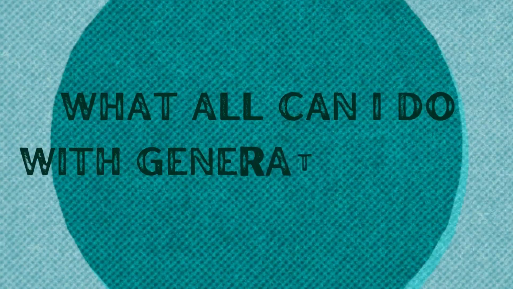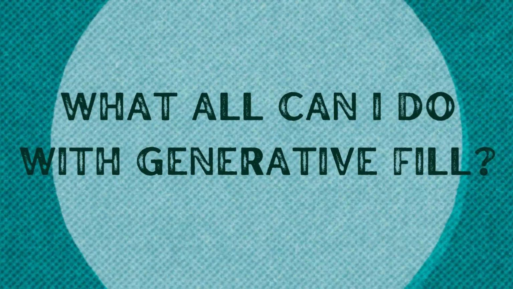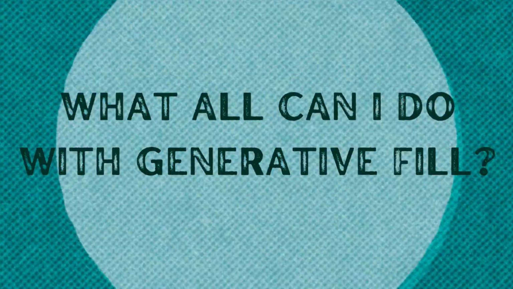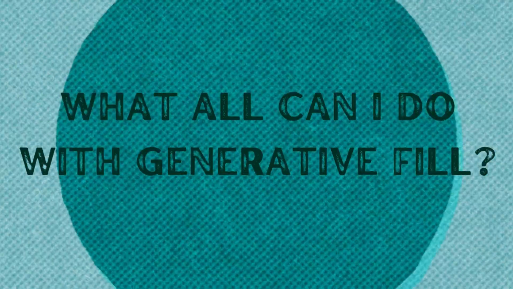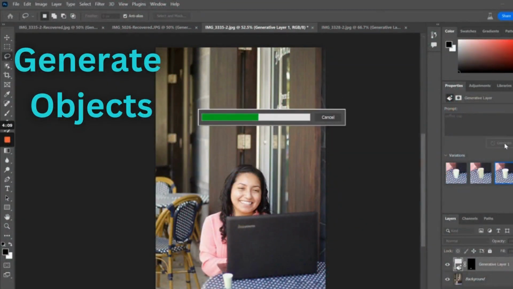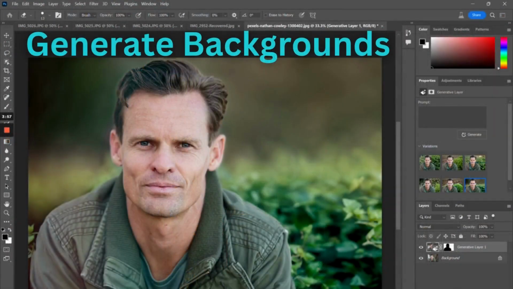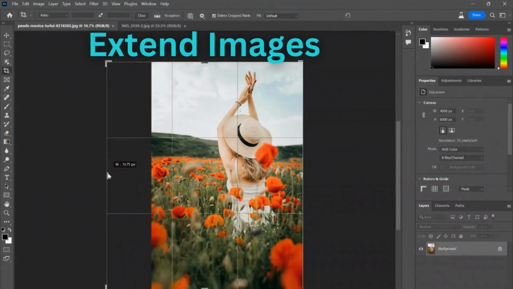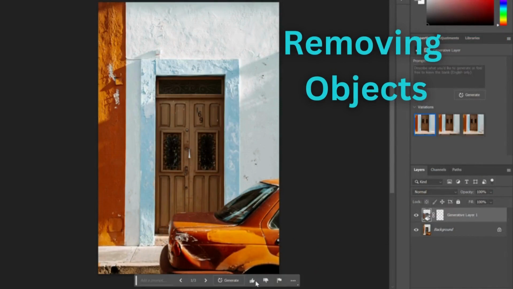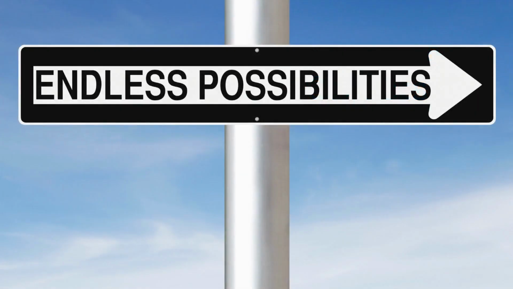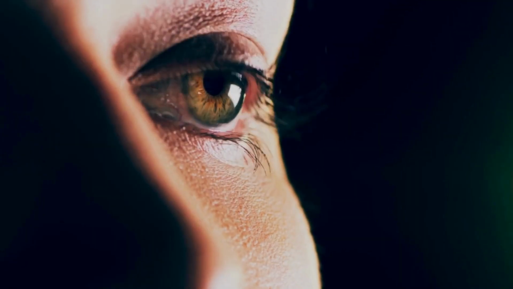So now that brings us to number 5. What all can I do with generative fill? So now that we know what generative fill is, obviously you want to know what you all can do with it so that you can use it to your best advantage. So with generative fill, you're able to generate objects, generate backgrounds, extend images, remove objects, and so much more. So literally the possibilities are endless. They are limitless. You can do so much with generative fill.